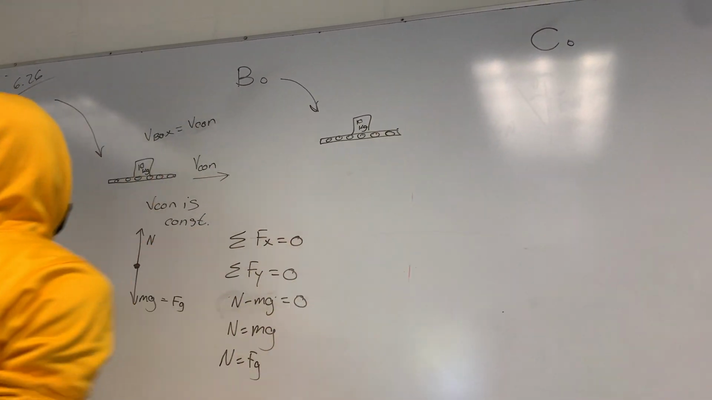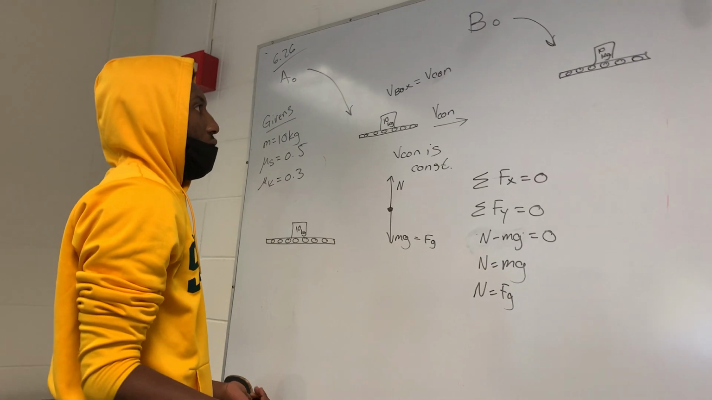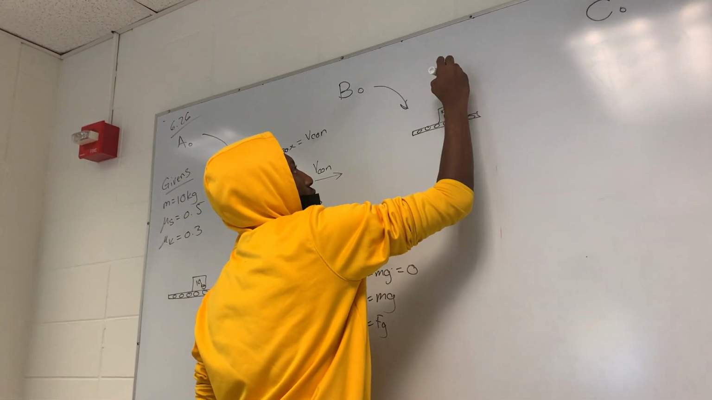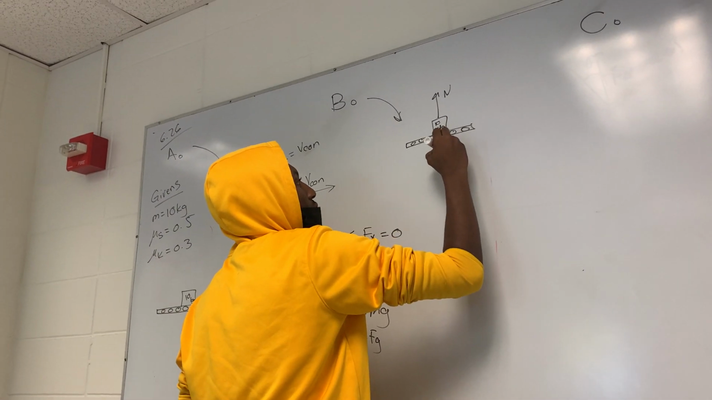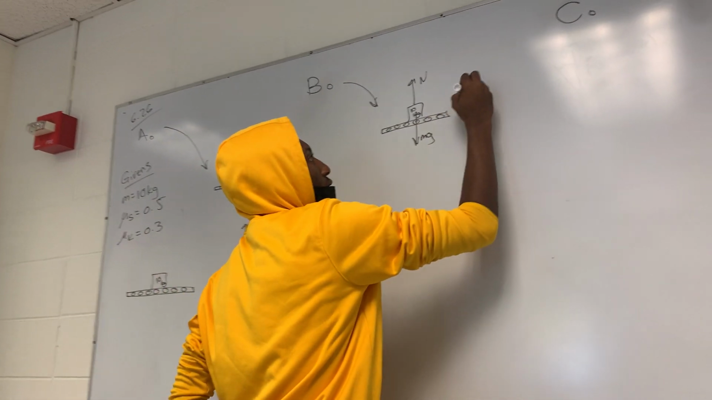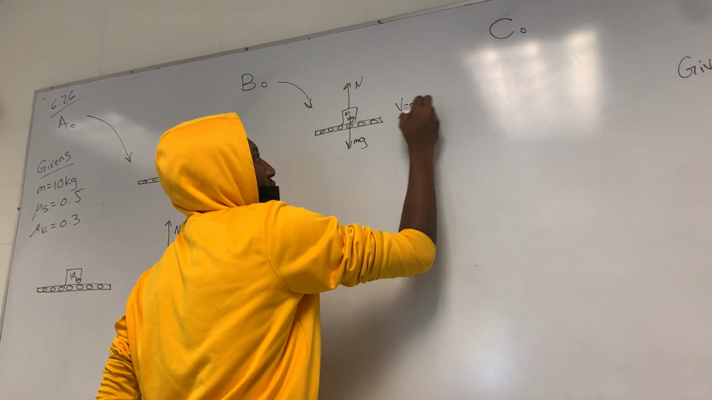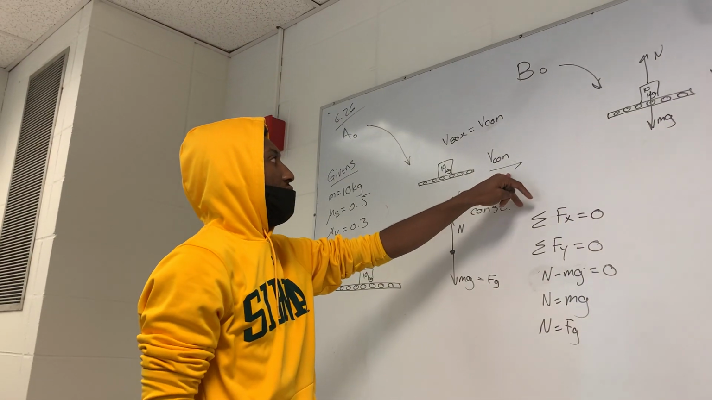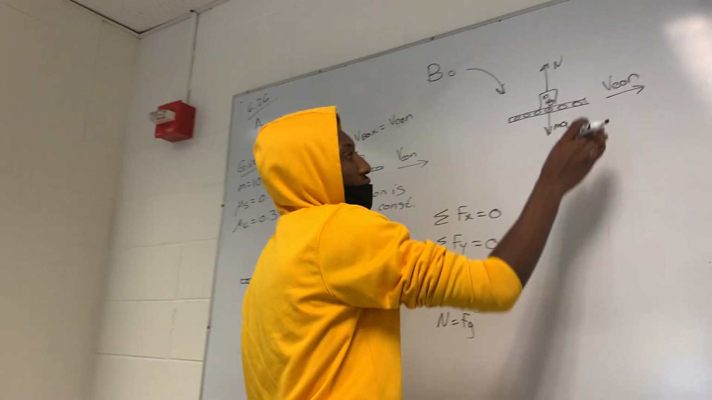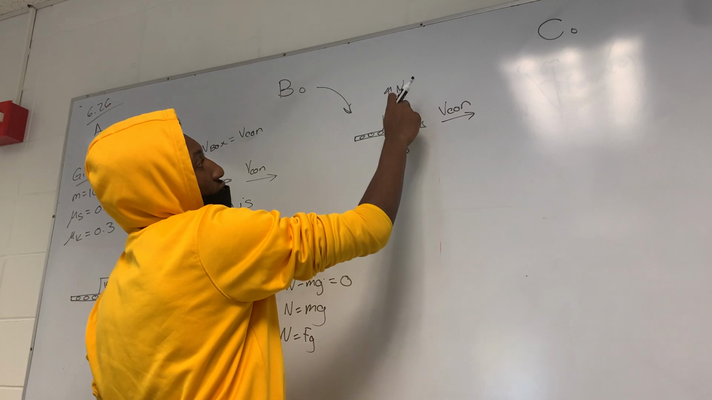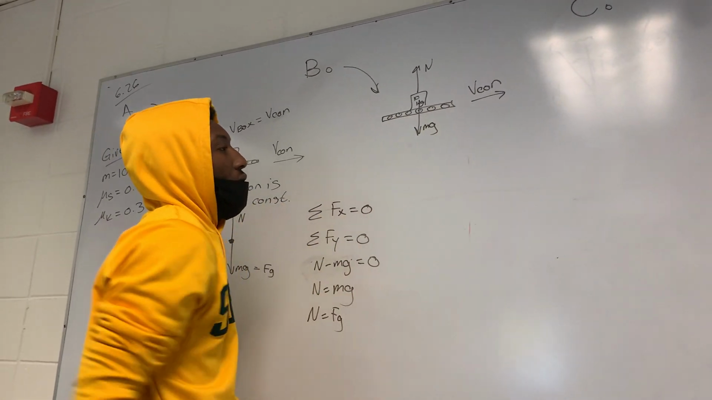Right, you have your box, 10 kilograms. And in this case, you still have the forces, normal and mg. Alright, so in this case, V con is that way, but V con is not constant. So if this is not constant, that means that there's an acceleration acting on this box.